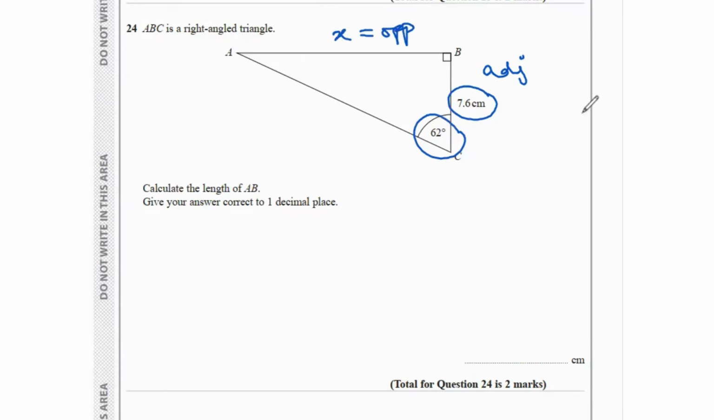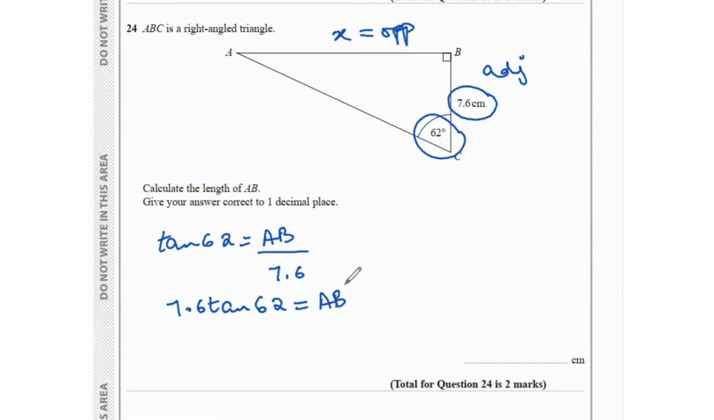So when we have the opposite and adjacent, we use tangent. Tan of 62 is going to equal AB over 7.6. For this, you need to remember SOHCAHTOA. So SOH is sine equals opposite over hypotenuse, CAH is cosine equals adjacent over hypotenuse, and TOA is tangent equals opposite over adjacent. So we do 7.6 times tan of 62 to find AB, and that equals 14.3 centimeters. That is your length of AB.